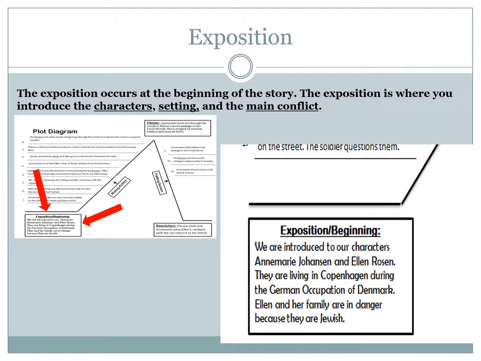Your exposition should be at least one paragraph or about 5 sentences long. Make sure you include enough details about the main characters, setting, and conflict for your reader.